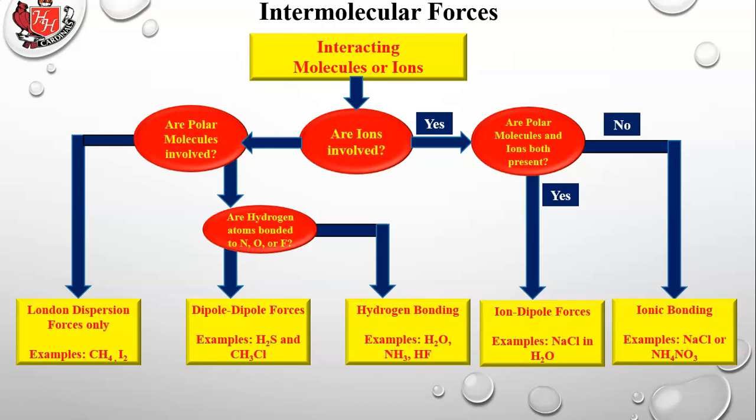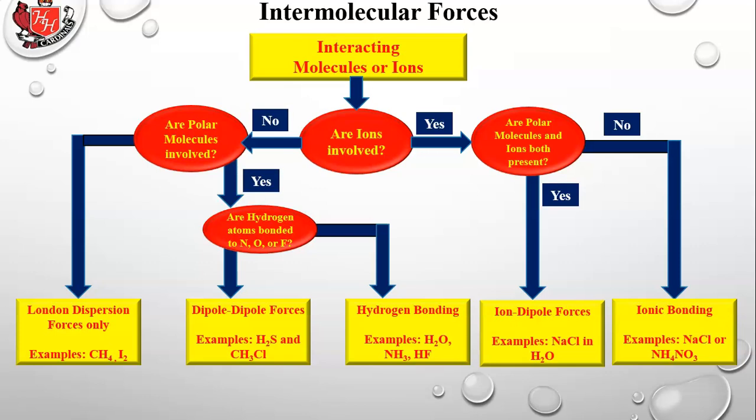If a polar molecule is not involved, then you're going to have ionic bonding. Okay, you're going to simply have one atom, a strong guy, pulling an electron away from a weak guy. So a nonmetal pulling an electron away from a metal, and you'll have ionic bonding. Okay, let's go in the other direction. So now we're back in the middle. Are ions involved? No.